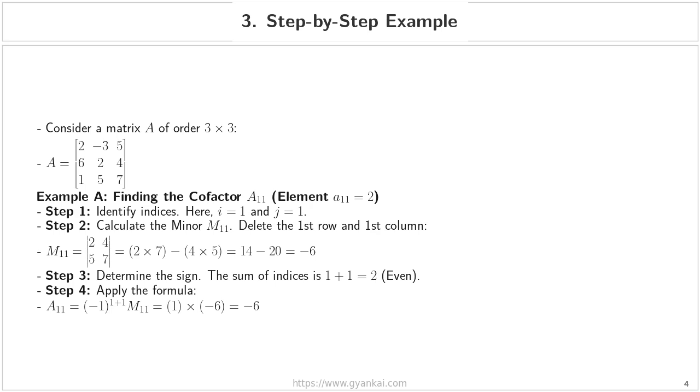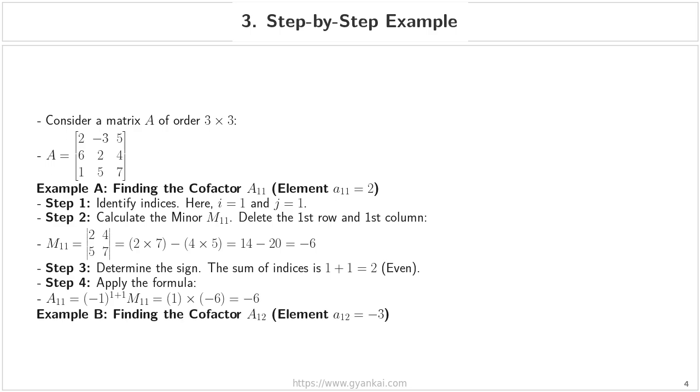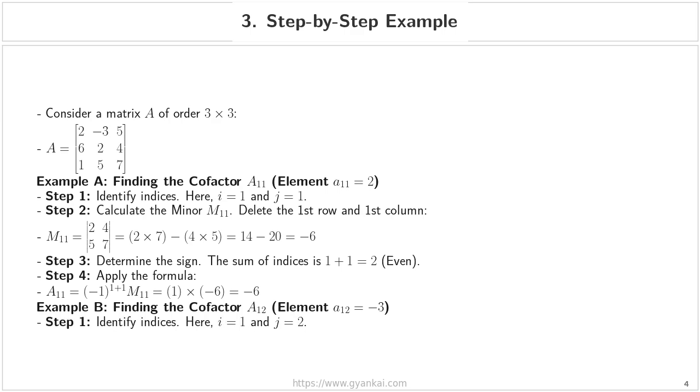1 times -6 leaves us with a final cofactor, a sub 11 of -6. Now, let's try something slightly different with example B to see how the sign changes. We want to find the cofactor A sub 12, which corresponds to the element in the first row, second column, that is -3. Step 1, our indices here are I equals 1 and J equals 2.